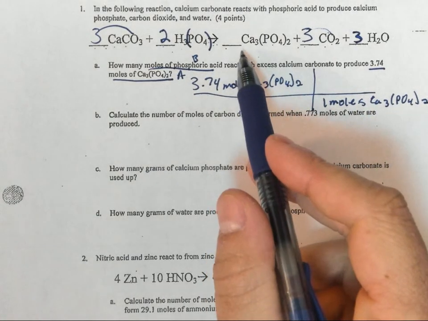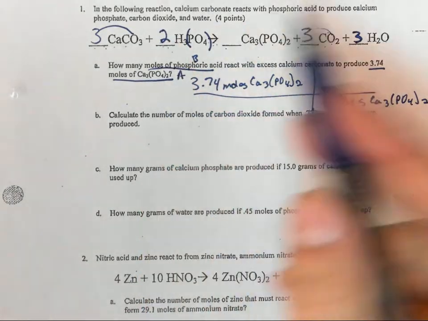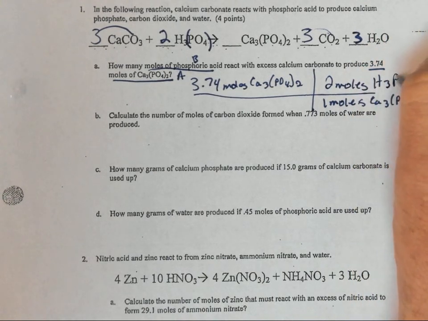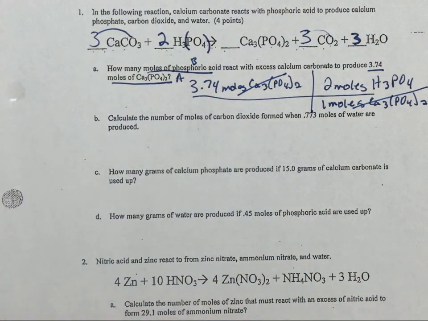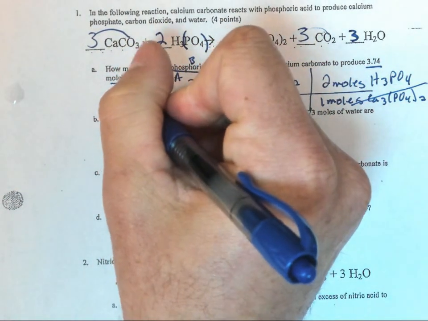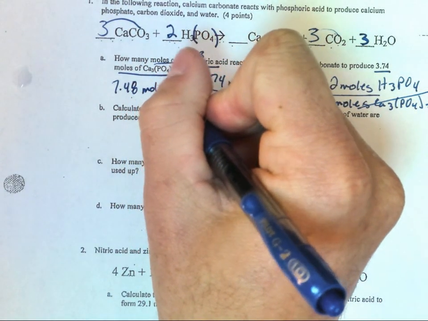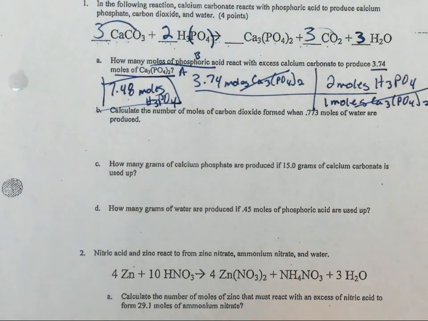So for every 1 mole of calcium phosphate, we have 2 moles of phosphoric acid. So 2 moles H3PO4. So our units are going to cancel out here. What we're left with is this math right here. We do 3.74, we're going to take that number and multiply it by 2, and that's going to give us 7.48 moles of H3PO4. So far, so good. Not too bad.